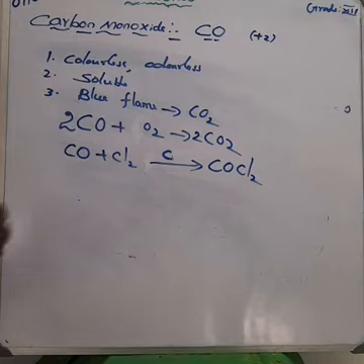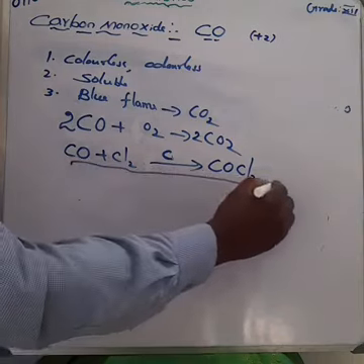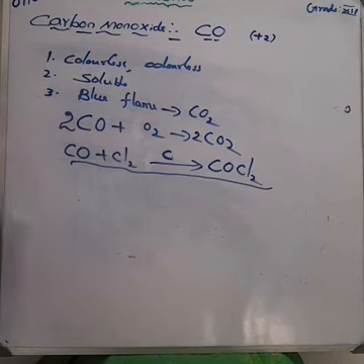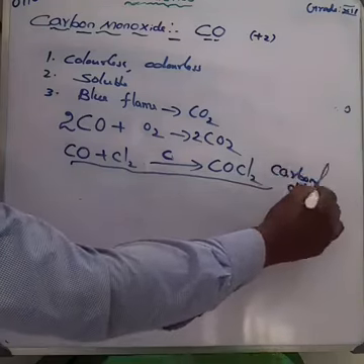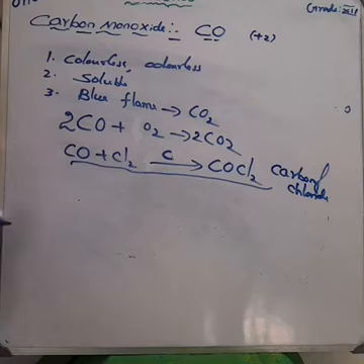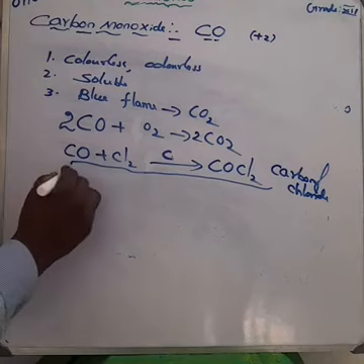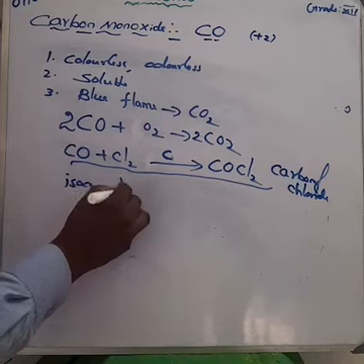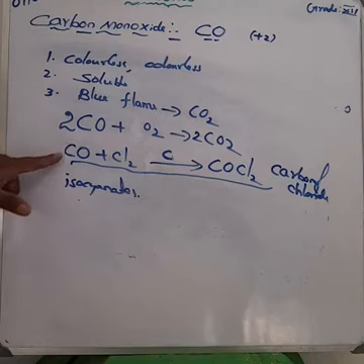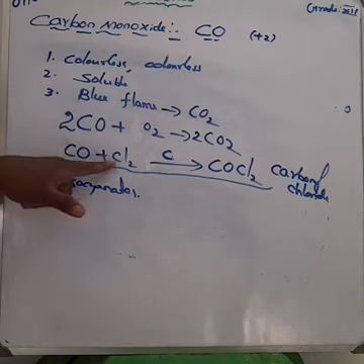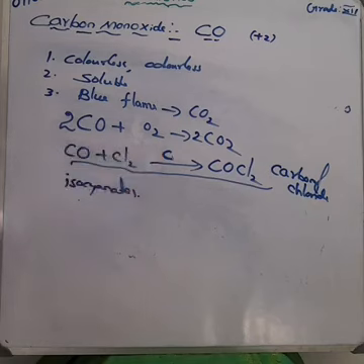Carbon monoxide reacts with chlorine, we get COCl2. That name is called carbonyl chloride, otherwise we can say it is also known as phosgene. What is the use? It is used in the synthesis of isocyanate, methyl isocyanate. Already we learned that in the 11th grade. One of the uses, phosgene. And also we have to write the equation. CO reacts with Cl2 in the presence of charcoal, we get COCl2.